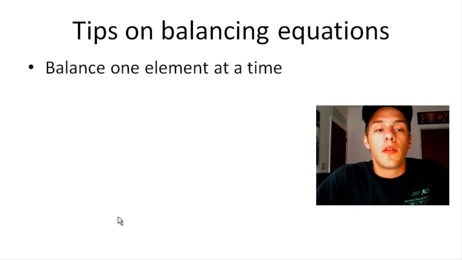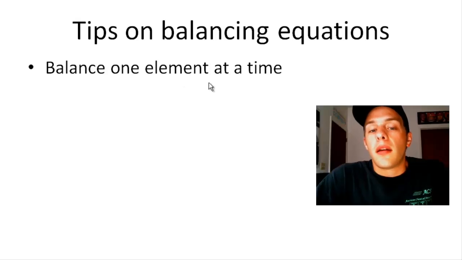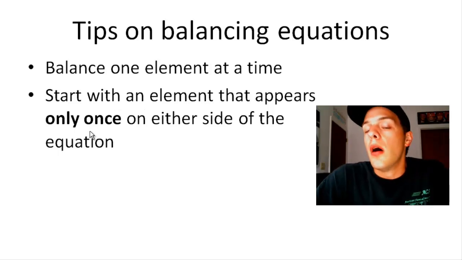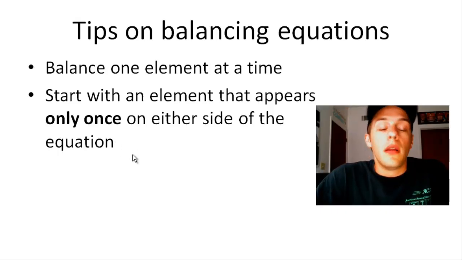So first of all, you want to balance one element at a time. You don't want to balance more than one element at a time because that might overwhelm you a little bit, and it's not really necessary. All you have to do is balance one element at a time. Also, you want to start with an element that appears only once on either side of the equation. I'm going to elaborate on that more in the example that I've chosen.